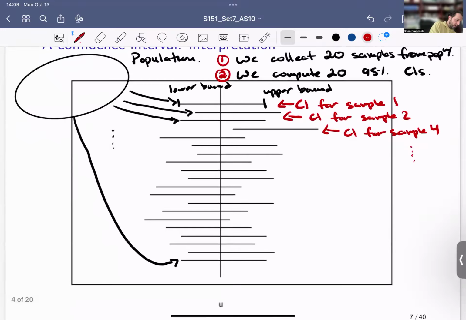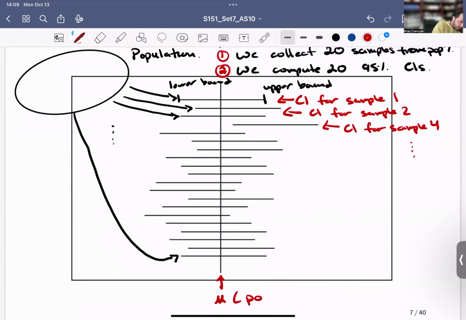This vertical line here is mu, which is the population mean. Okay. Now, what do we notice when we look at this closely?